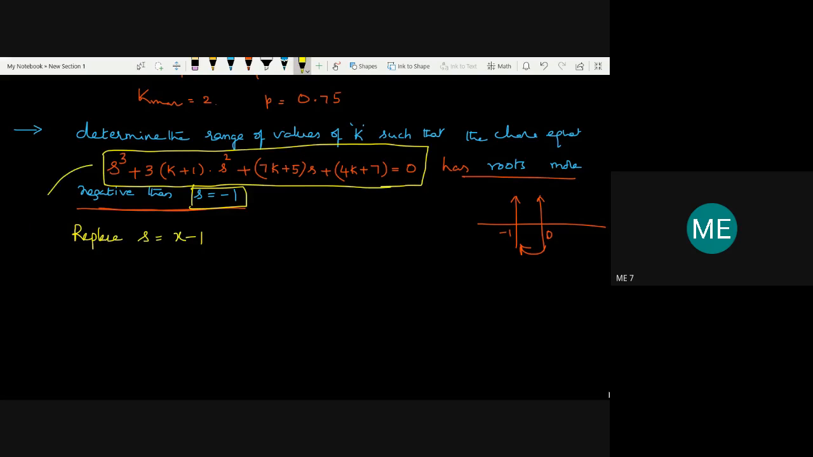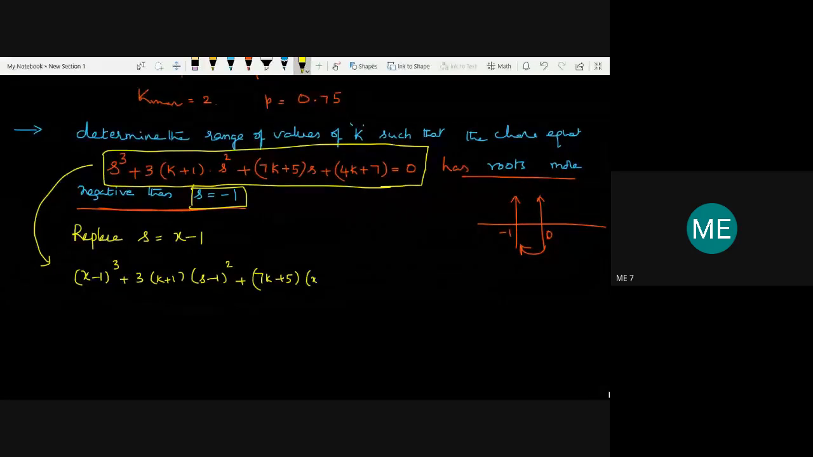Then the characteristic equation will be replaced like (x minus 1) whole cube plus 3(k plus 1) into (s minus 1) whole square plus (7k plus 5) into s, which is x minus 1, sorry, here is also x minus 1, and (x minus 1) plus 4k plus 7 equal to 0.